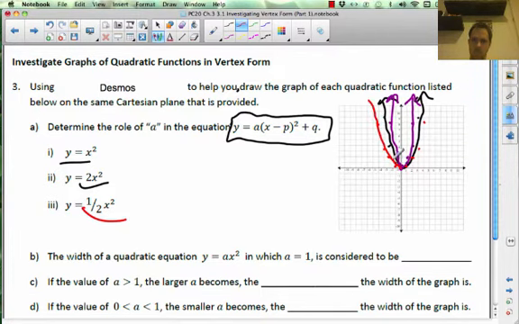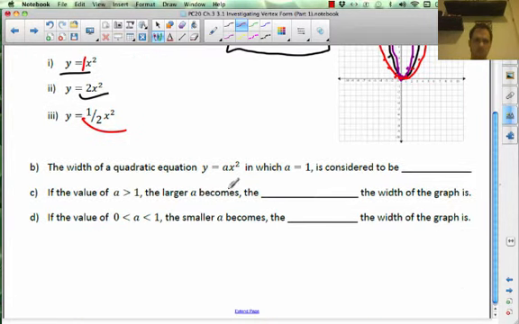So you can see that as we halve this, the value we've put out here is the one that's in front of the x squared, so that's our a value. Here the a value is 1, here the a value is 2, here the a value is 1/2, and you can see how they affect the width of the graph. So for the quadratic equation y equals ax squared, in which a equals 1, just like the top one, this is considered to be the normal width.